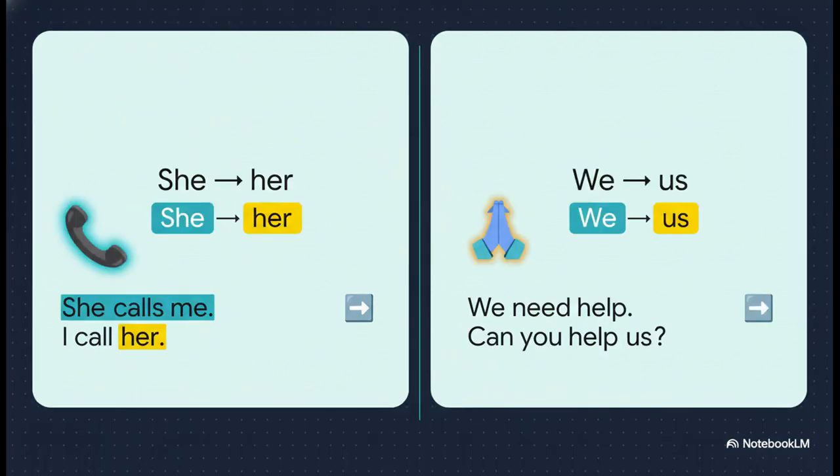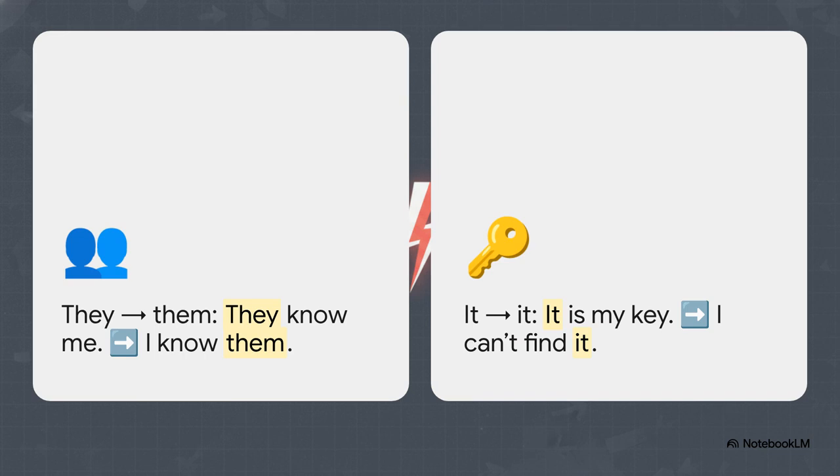And the pattern just keeps on going. She calls me. Here, she is the doer, the subject. But if I'm the one making the call, it becomes I call her. Now her is the object. It's the exact same for we. We need help. But when we ask someone for that help, it's, can you help us? And finally, we have they, which becomes them. So they know me, but I know them. And then you've got the interesting case of it, which, like we saw in the chart, doesn't change at all. It is my key, and I can't find it. Same word, but it's playing a different role in each sentence.